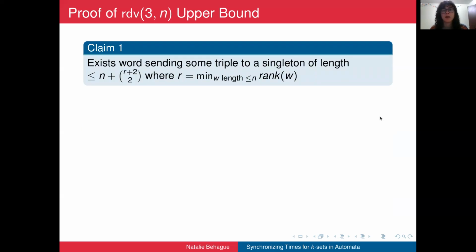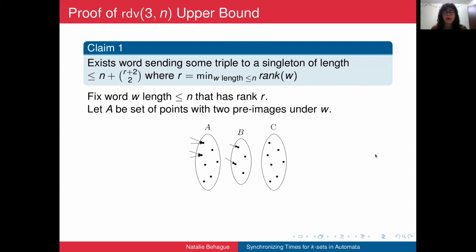So remember, we're trying to find this upper bound n plus r plus 2 choose 2, where r, I've written it in slightly confusing notation, is just the minimum rank over all words of length at most n. So in this case, we're thinking of r as being quite small, so we're going to fix some word of length at most n that has this small rank, and consider the set of points with two pre-images under this word.